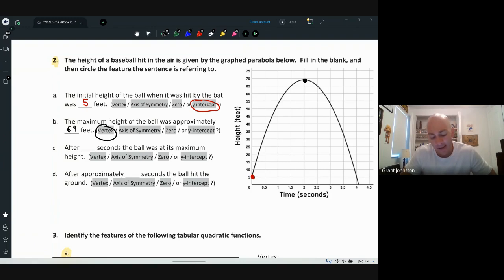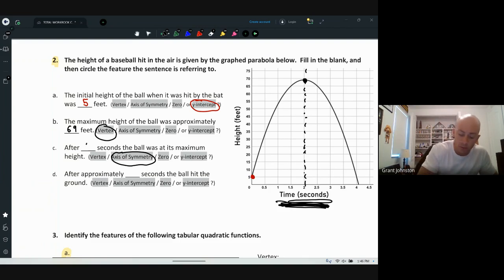C says after blank seconds, the ball was at its maximum height. That's referring to our axis of symmetry. Right? Because this time in seconds is down here on the x-axis. So the time in seconds when it reaches maximum height was 2. At 2 seconds, it reached its maximum height.